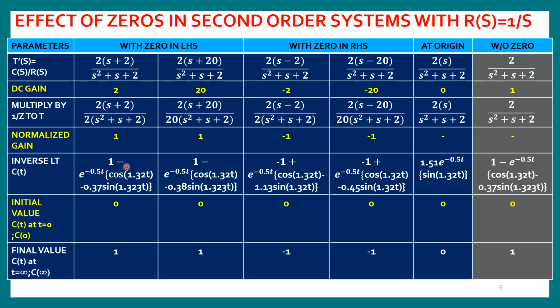How to obtain the final value? By substituting t as infinity. And also we can obtain the initial value for all the cases. My initial value is 0. It is obtained by substituting t as 0. So we can come to a clear concept.